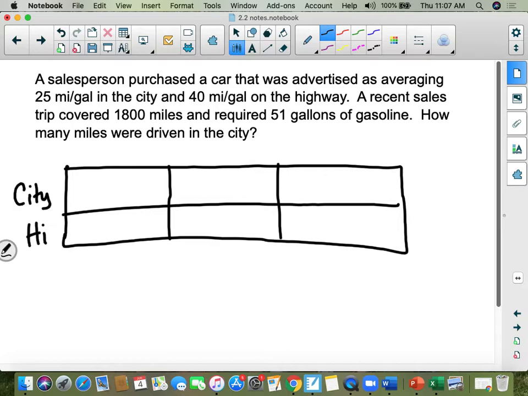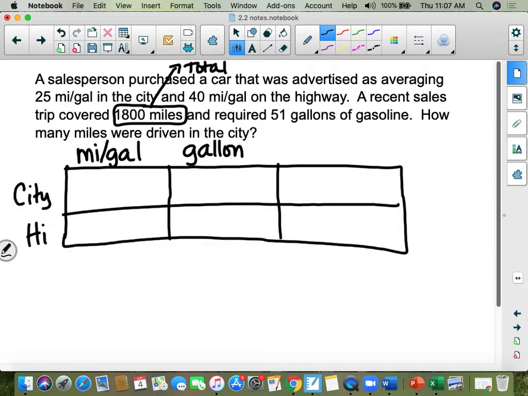We are talking about the miles per gallon that you get, and we are talking about the gallons of gasoline that you used. And we know that they went a total of 1,800 miles. So keep that in mind, that we're going to use the total later. It doesn't get used in the 6-box chart. It gets used when we write the equation.